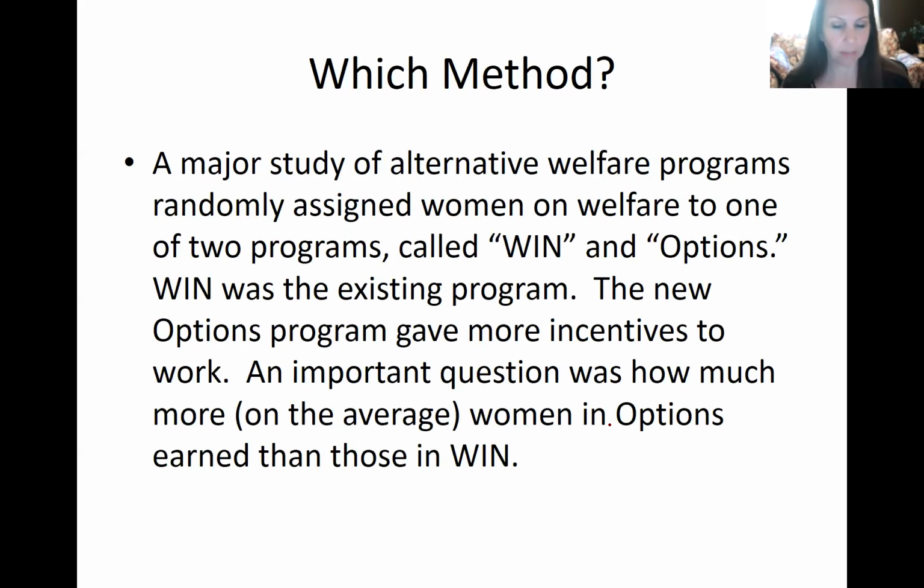Here are some examples we're going to go through to figure out which method we should use. These are similar to what you'll see in the first part of the exam. The first one says, a major study of alternative welfare programs randomly assigned women on welfare to one of 2 programs called WIN and Options. WIN was the existing program. The new Options program gave more incentives to work. An important question was how much more, on average, the women in Options earned than those in WIN.